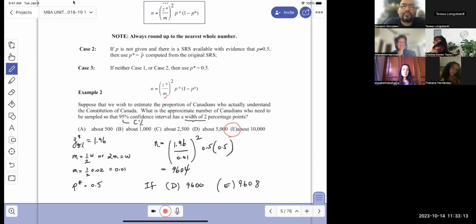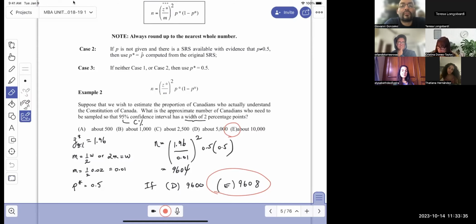Okay, why do you choose E? Because you have to round up. Very good. So she was ahead. So you have to round up. You have to choose E because what we're trying to do is get precision within 2 percentage points. The higher, because of the formula, the way it is.